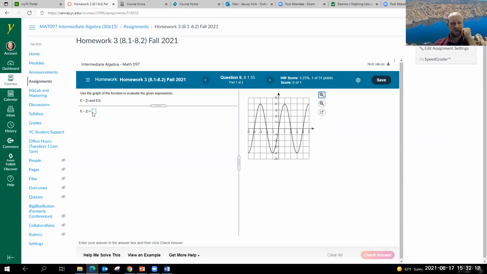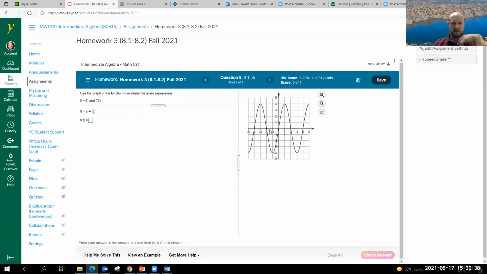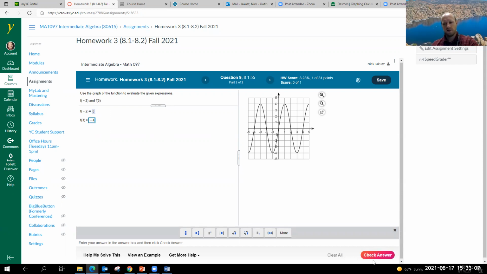So when x is -2, basically right here, when we have our -2, that's going to be a 0. On this graph, what this means is when it's at -2, what is the value right here? And when it's at 3, what is the value? So basically, -2 on the x-axis, what is the y value? 3 on the x-axis, what is the y value? It'd be -4. That's all they want you to do for that.